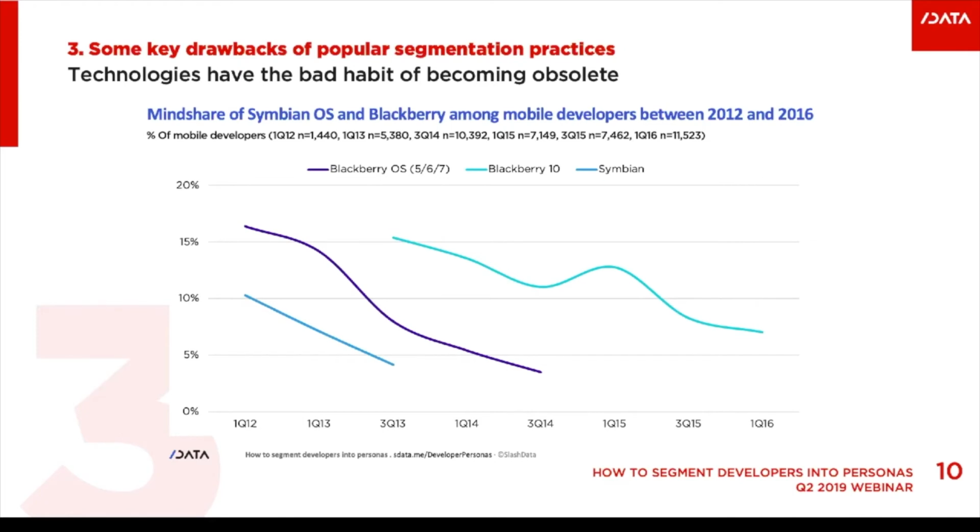Okay, so the problem with technology is that they come and go. And if you define your segments based on those technologies, then one way in which you're in trouble is that you find yourself with obsolete segments, and developers or people who are not accounted for because they use an entirely different technology.